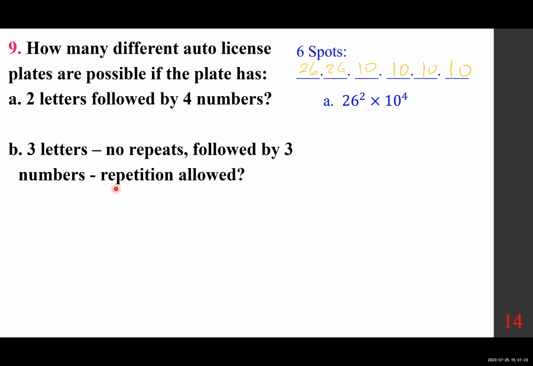So we have 3 letters. That means this is 26, but this one is not 26, it's 25, because we can't repeat it. 26, 25, 24, we're done. Now followed by 3 numbers, 10, 10, 10, or 10 cubed. So 26 times 25 times 24 times 10 cubed.